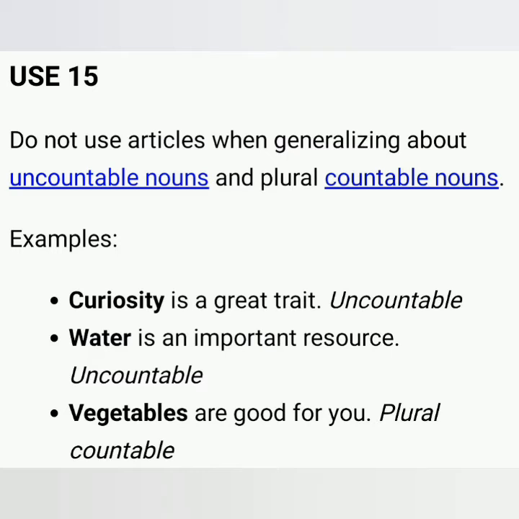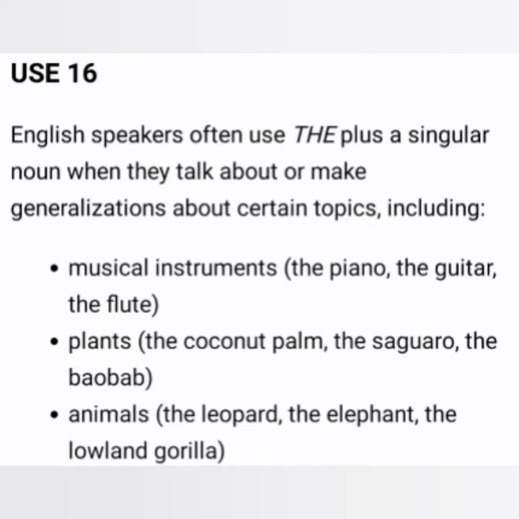Vegetables are good for you. Here, it is plural form, and it is countable, but we are not using an article. So, remember in your mind that for uncountable nouns and plural countable nouns, we should not use any articles. Shall we move to the next rule?